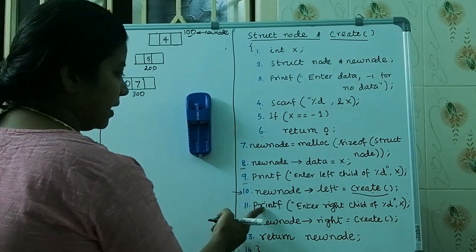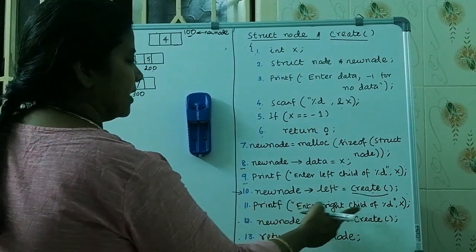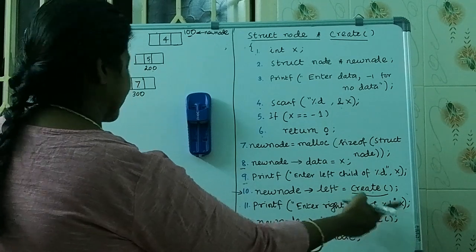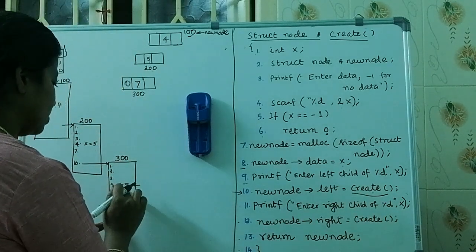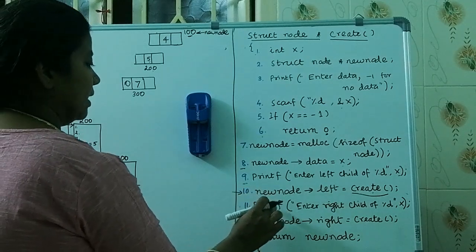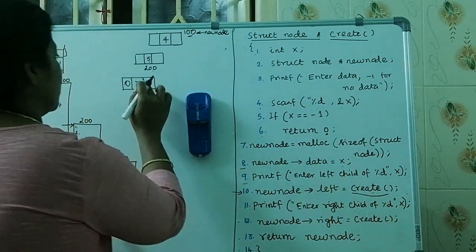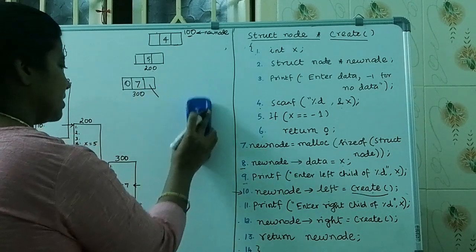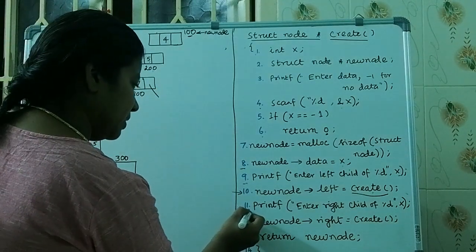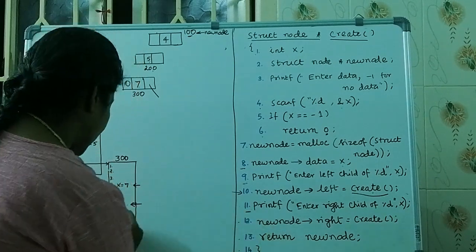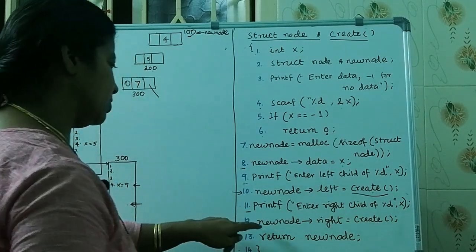Now after completing this, line number 11 gets executed. Note down line number 11, printf enter the right child of x. So what is x here? X is pointing to this stack frame, so 7. It will ask enter the right child of 7. So if you want to insert any right child of 7, you can insert. So now it just prints this, then line number 12 gets executed.